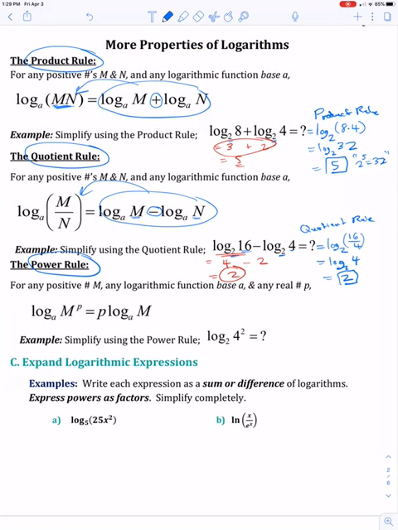What does the quotient rule allow us to do? It allows us to subtract logarithms. We do that by dividing what we're taking a log of. And remember, the product rule allows us to add logarithms. If they have the same base, we can add them by taking the product of what we're taking a log of.